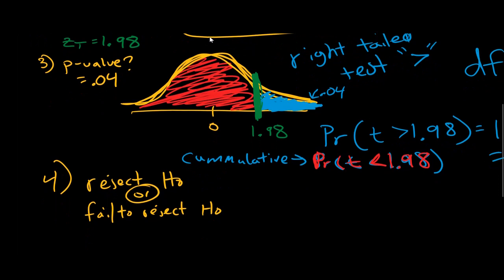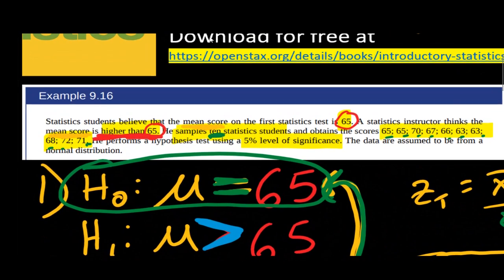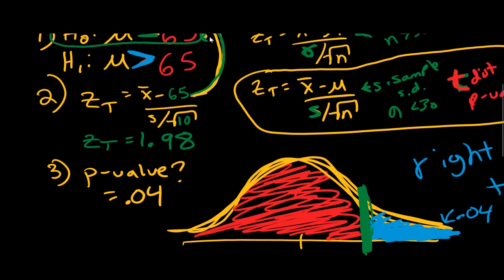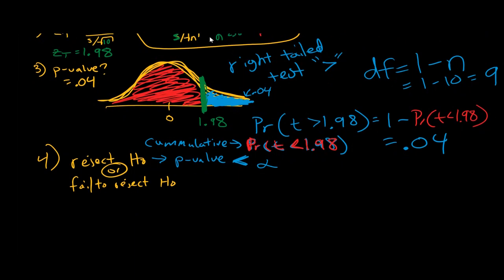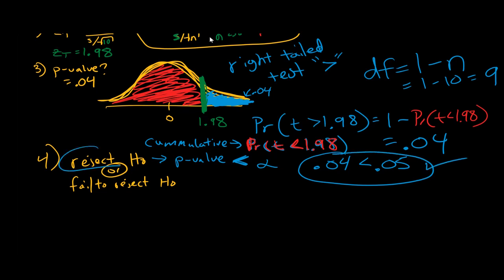We will reject the null hypothesis whenever the p-value is small, less than alpha. What is alpha? Alpha is the significance level of the test, and we're always told that in our original question. The significance level is 5%, so alpha is 0.05. So the p-value, 0.04, is less than 0.05. Is that true? Yes, that is true. So we are going to reject the null hypothesis.